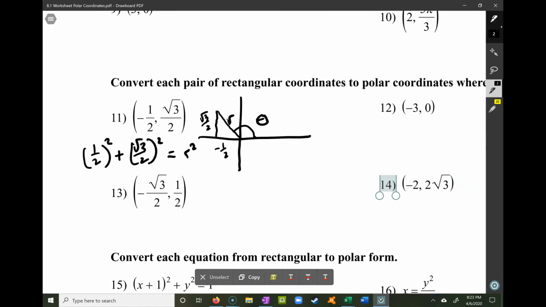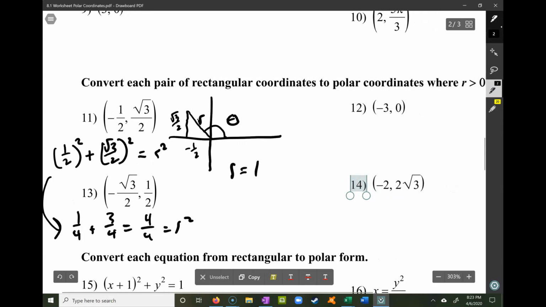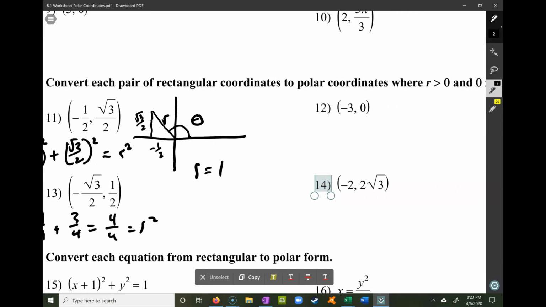So that would be what? Come down here, 1/4 plus 3/4, which is equal to 4/4, and that's equal to r squared. So r must be 1. Okay, we got r. Now theta, we need to find out what theta is.